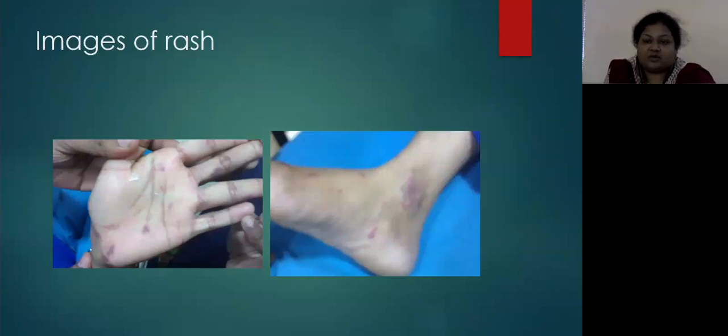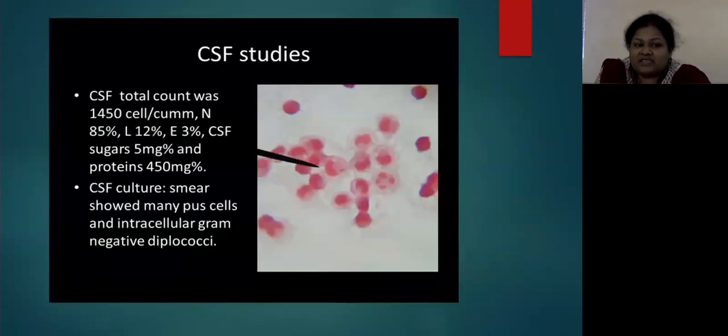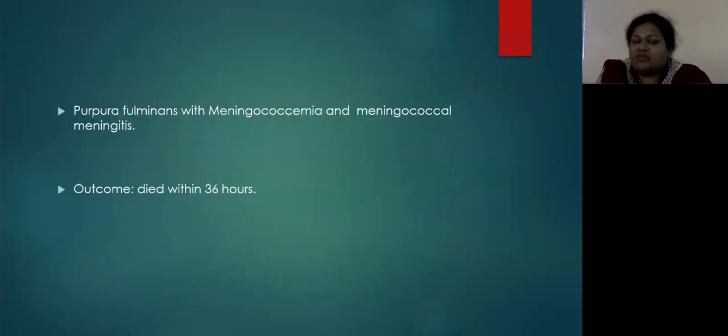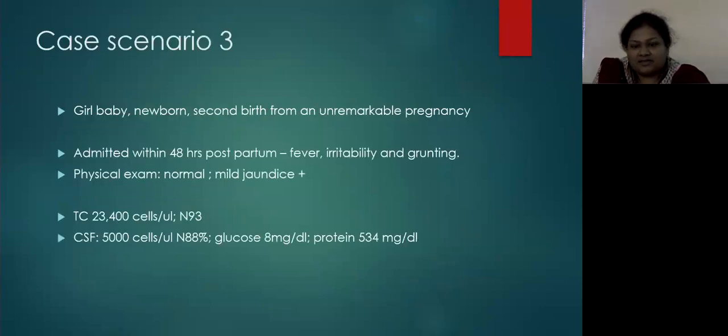meningococcal meningitis. Okay. So this was the CSF: 1450 cells, 85% neutrophils, sugar is 5 and protein is high, 450. It shows gram-negative diplococci. Like you said, this is a meningococcemia with a rash, purpura fulminans. This person actually died. This is not what we will deal with, but this was one of our patients.